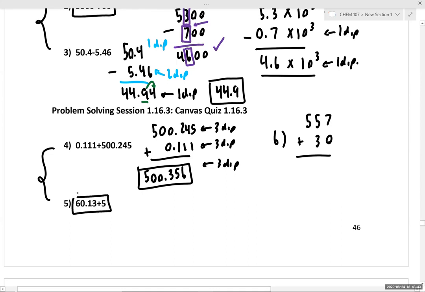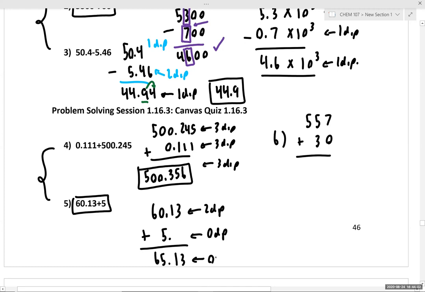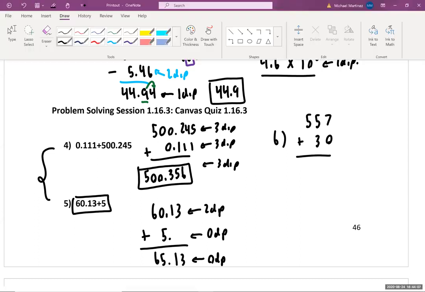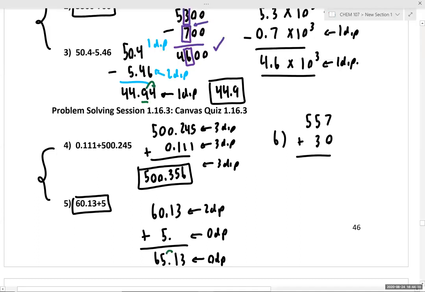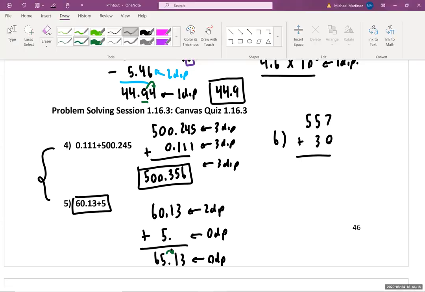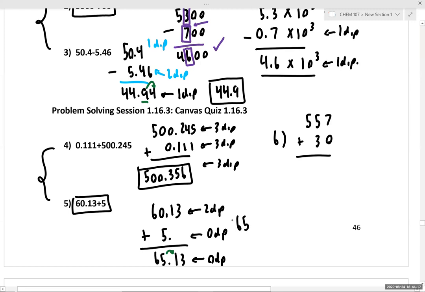Let's look at this next example. We have 60.13 plus 5. We're going to put a decimal point at the end of 5. Adding up our numbers, we have a number with 2 decimal places and a number with 0 decimal places. That in turn gives us 65.13. We round this to 0 decimal places. To do that, we look 1 space to the right. We see 1 is less than 5, so we round our final answer to 65.